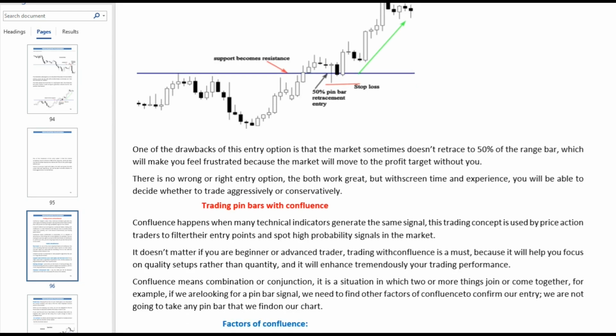Confluence means combination or conjunction. It is a situation in which two or more things join or come together.